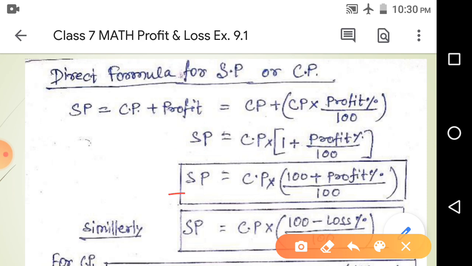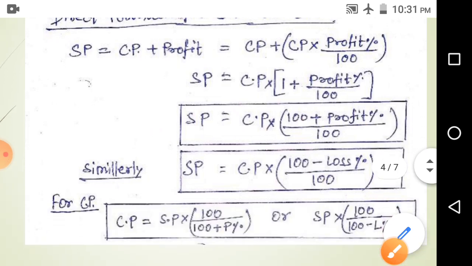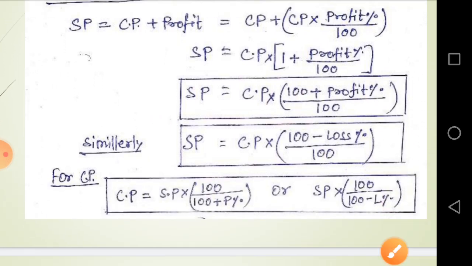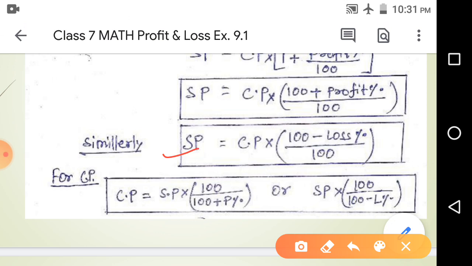The SP, selling price, is equal to cost price into 100 plus profit percent divided by 100, and this formula is applicable when we have only the cost price and the profit percent, and we have to find out the SP. Now if we proceed in a similar way, we have the formula for the selling price if we have the loss percent. Here the selling price is equal to cost price into, inside the bracket, 100 minus, remember, 100 minus loss percent divided by 100.